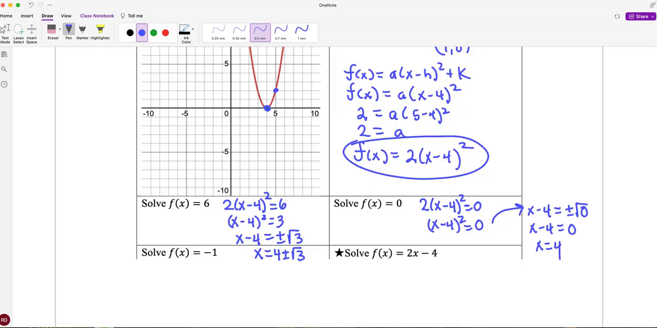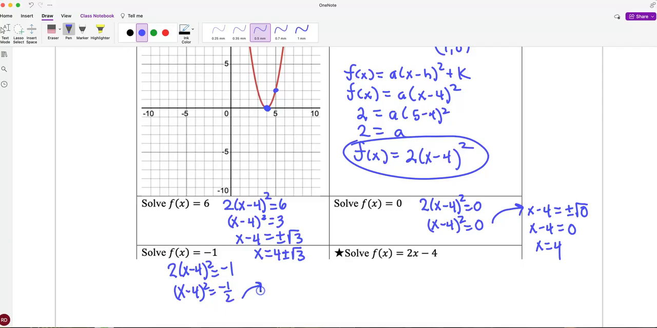F of x equals negative 1. Where is the y value equal to negative 1? I can see graphically there's no solution. Let's try it algebraically. So 2(x minus 4) squared equals negative 1.